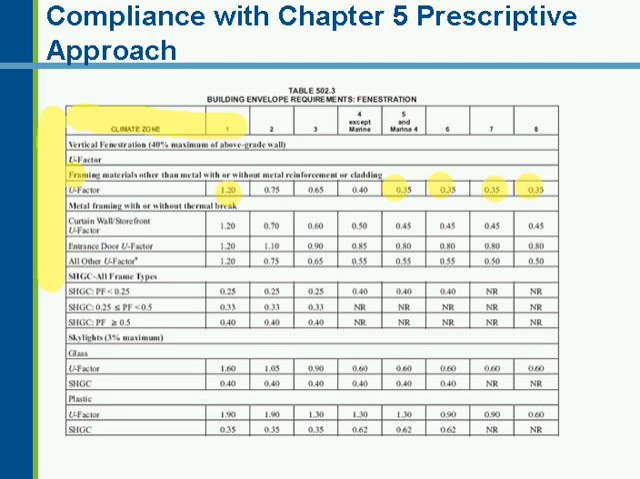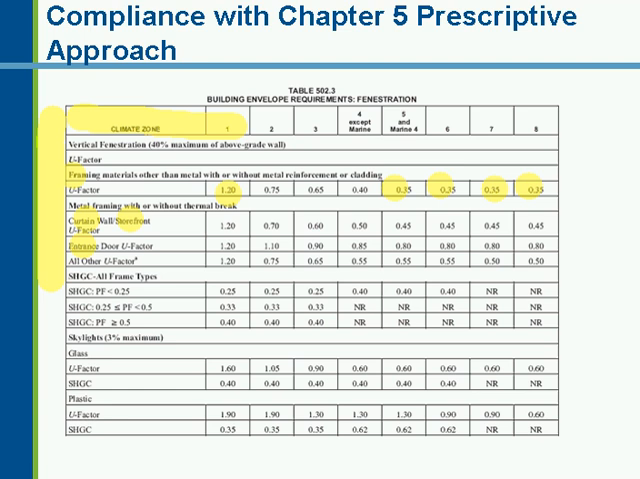For metal framing with or without thermal break, there's 3 separate categories that are now provided in the code. There's curtain wall, storefront, and then entrance door U-factors. And each one of these will have a slightly different U-factor requirement based on the capability of the manufacturer to be able to produce products that actually comply with the code. And we'll talk in more detail on exactly what these are in the next few slides.